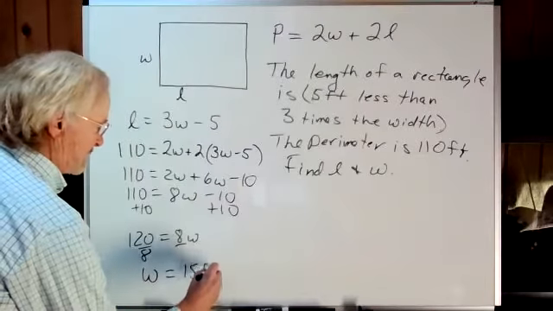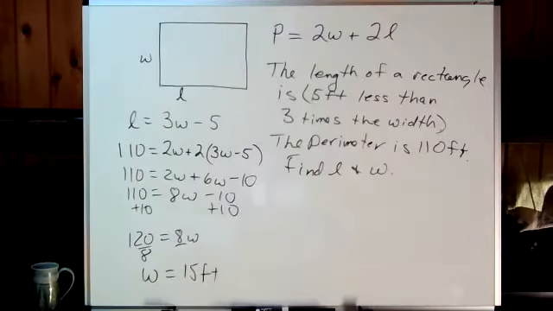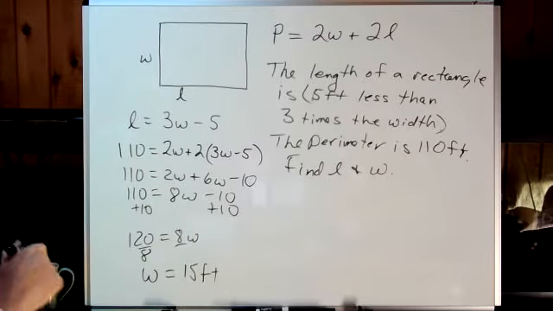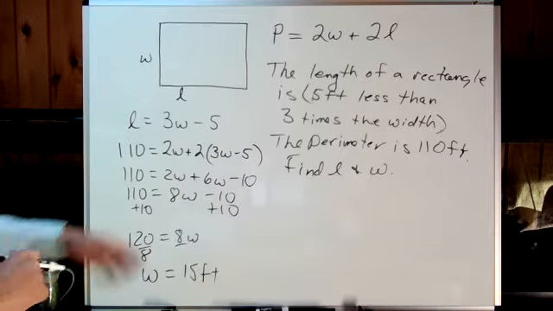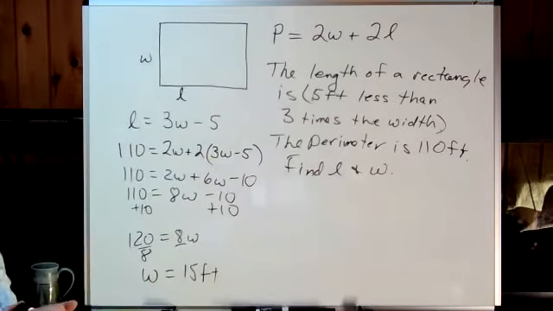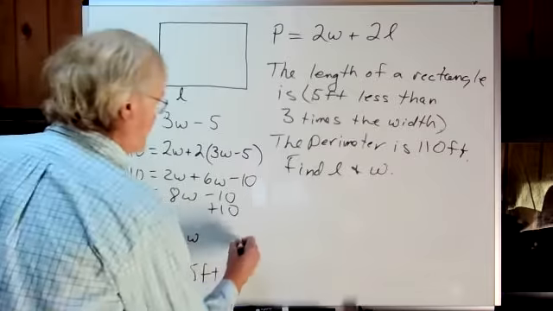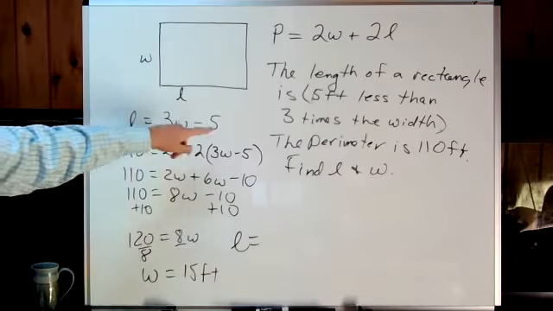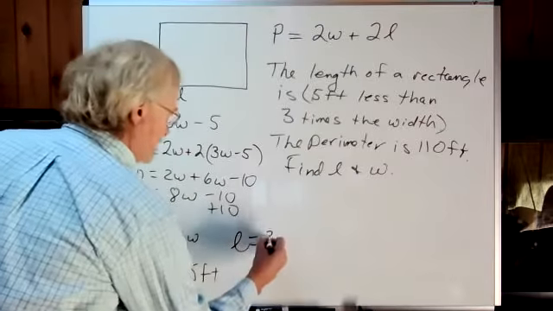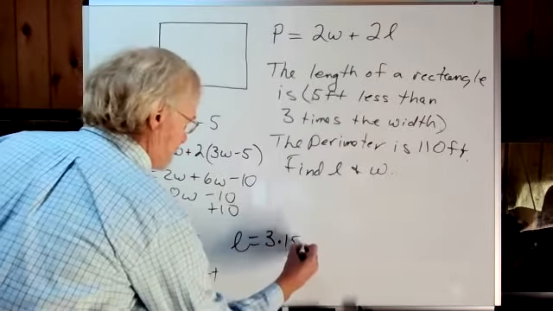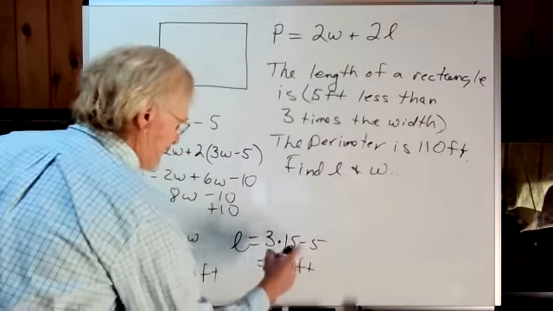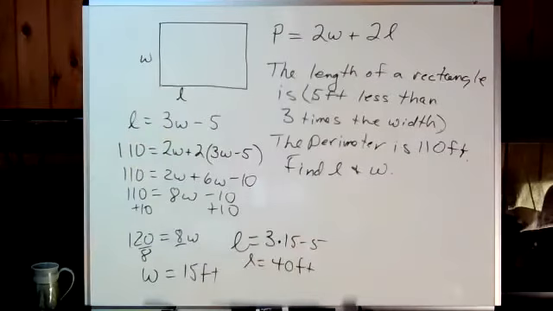And in this problem, the context was feet. You put that in your calculator, but I kind of worked it out ahead of time. 15 feet. The problem asks for both the length and width. What's your length? Oh, back here, it's 3 times that width minus 5, right? 3 times 15 minus 5. Turns out to be 40. 45 minus 5. The length is 40 feet.